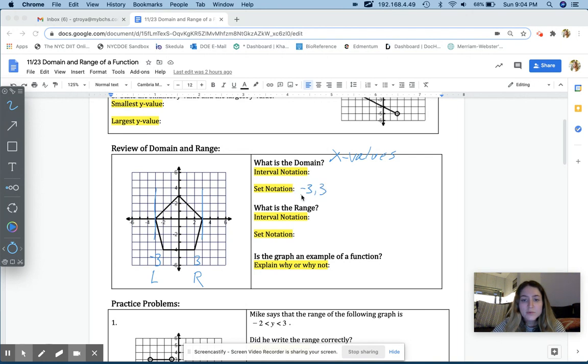And now I have to either put brackets or parentheses. And I have to remember that brackets go with closed circles, parentheses go with our open circles. And because here we don't have open circles specifically, we can assume that they're closed here even though we don't see dots. So we are including our -3 and our +3 in our domain.